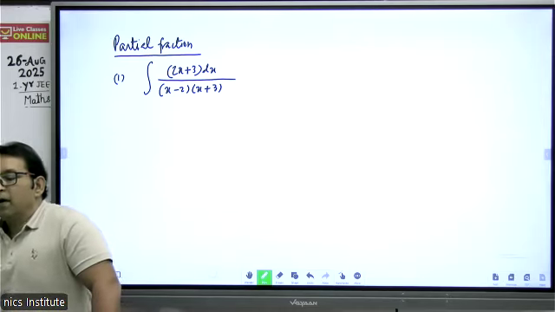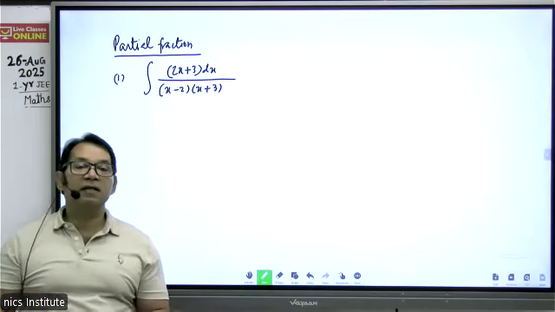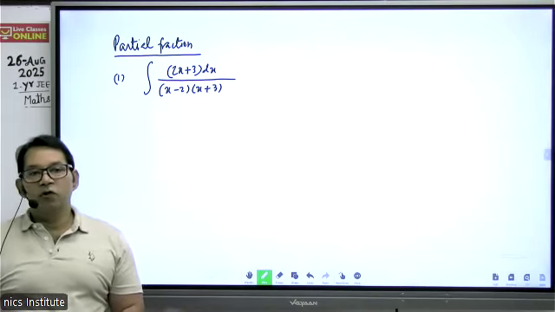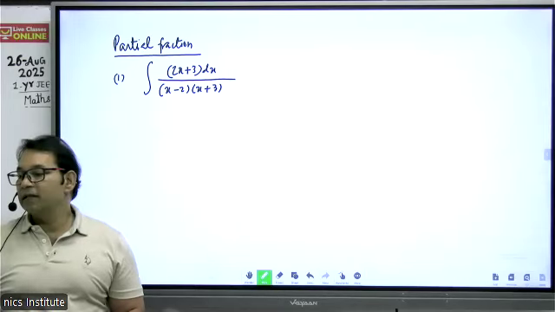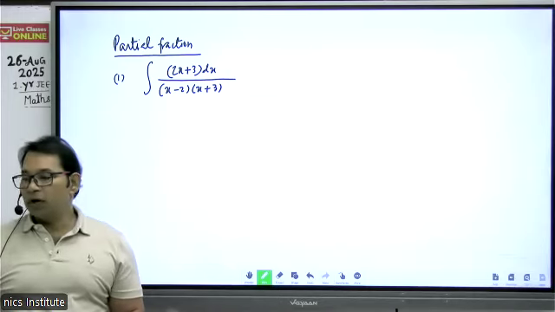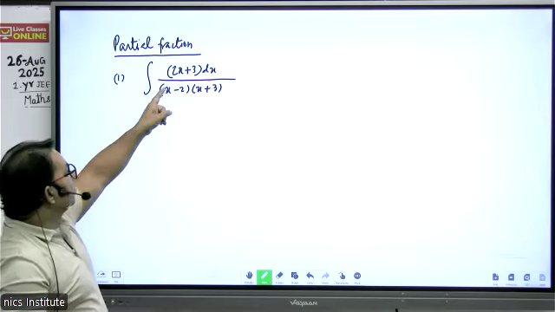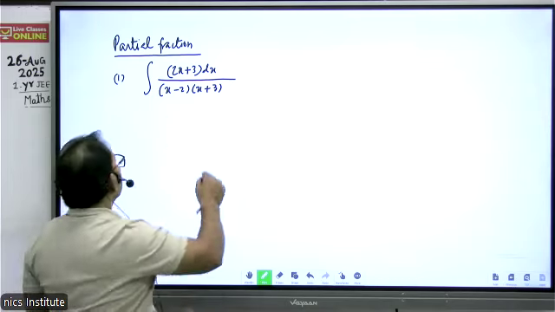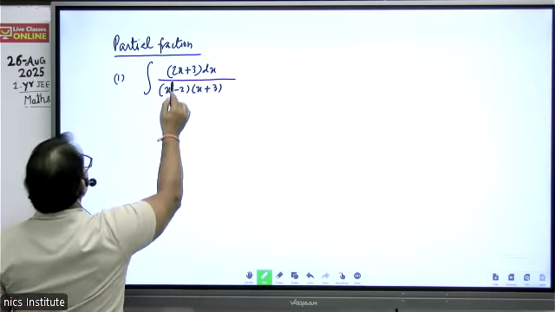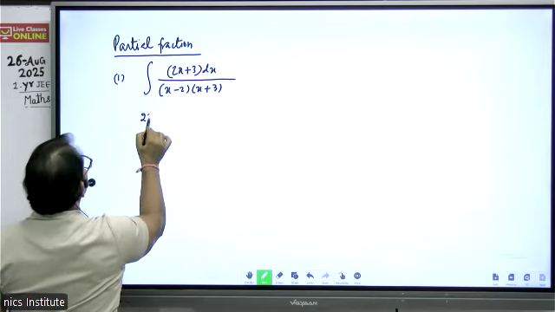So you can apply partial fractions as long as the index of the numerator is less than that of the denominator. That means the power of x in the numerator should be less than that of the denominator. If they're equal, you have to divide. If it's more, again you have to divide, long division. The numerator index is 1 and the index of x in the denominator is 2, so we can apply partial fractions.